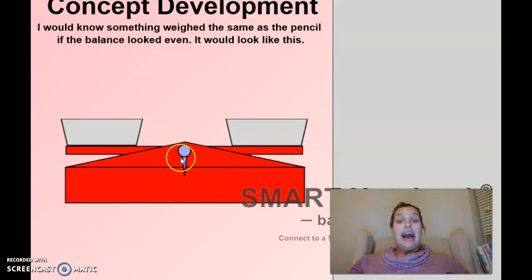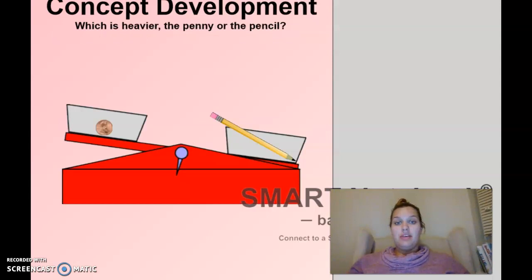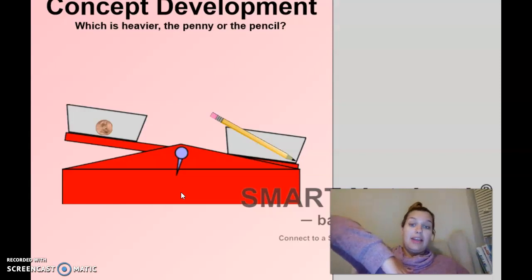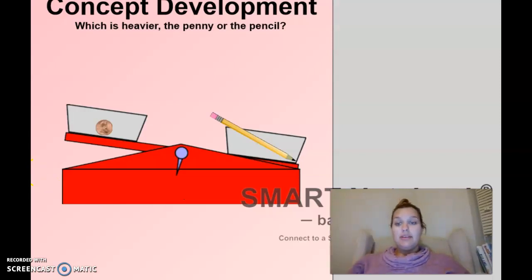Just like we said, I would know something weighed the same as the pencil if the balance looked even, and this means it is even. So is this an even? Is the penny the same weight as the pencil? No. So which one's heavier? The pencil, right, because the pencil is down. It's pushing the scale down. Anything that's heavier is going to push down, and the lighter object's going to go up. Great job. So the pencil is what? Heavier than the penny. Good sentence.